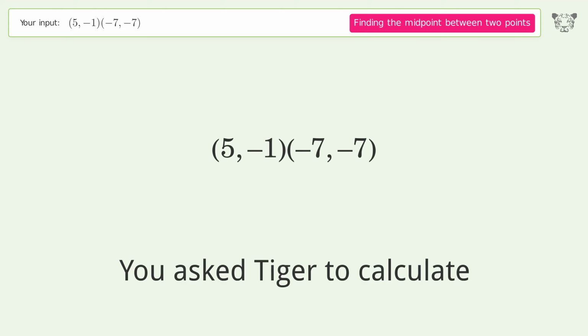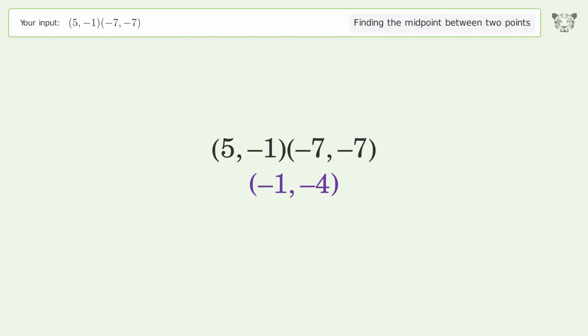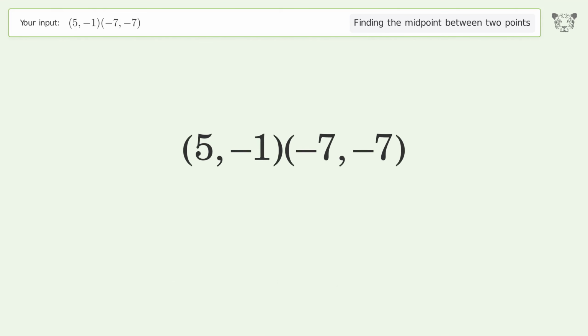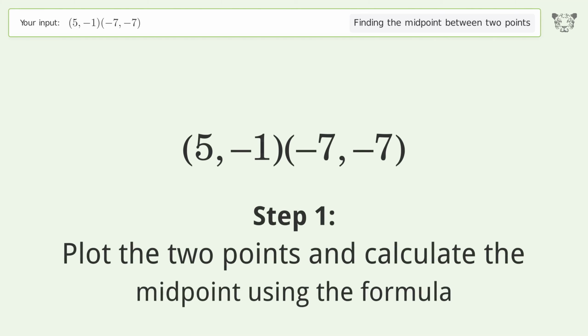You ask Tiger to calculate. This deals with finding the midpoint between 2 points. The midpoint between the 2 points is -1, -4. Let's solve it step by step. Plot the 2 points and calculate the midpoint using the formula.